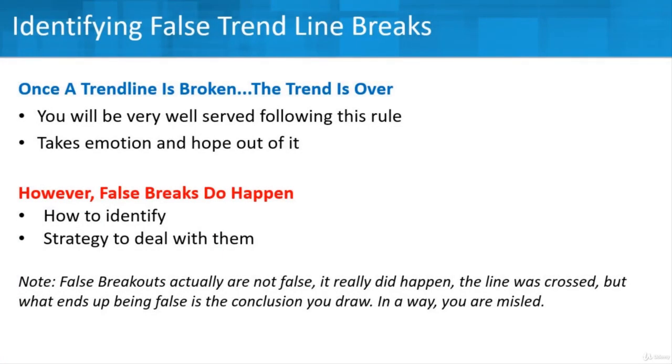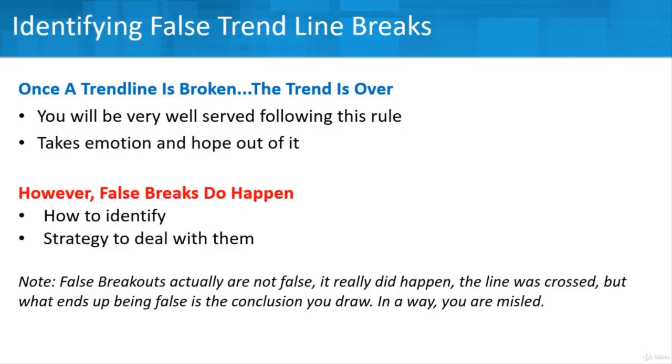So first off, let's go back to the rule again, right? Once a trend line is broken, the trend is over. That rule will serve you well. That is a very, very well established rule. And it really takes emotion out of it, takes hope out of it. Oh, I hope it comes back above the trend line. It takes all that out of it. So there's nothing wrong, in fact, very good, that once the trend line is broken, the trend is over, and just stick with that. However, false breaks do happen, where they're breaking that trend line and the trend isn't over.